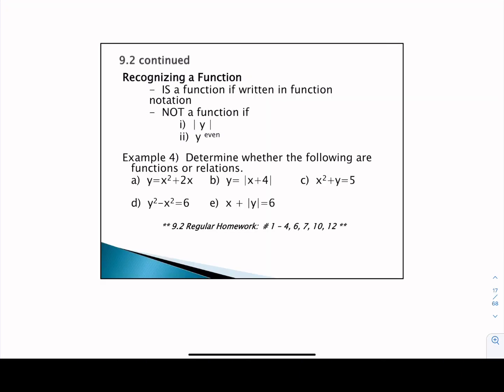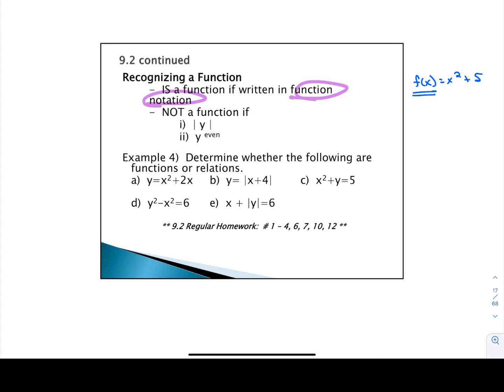The last parts of 9.2 are showing us how to recognize functions and recognize things that are written so that they are not functions. So if you have a function, you know it's a function if it's written in function notation. So if you see something like f of x is equal to x squared plus 5 as an example, because we've used function notation, we know it's a function. So that's nice and easy, but what if things are not functions?